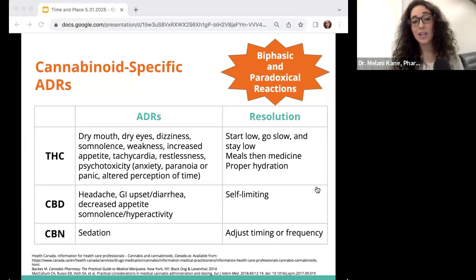I think the challenge is a lot of these patients have tried every other pharmaceutical and they're willing to try something that's still federally Schedule 1, still federally illegal. And I think there's a stigma still associated with it. But I don't like to use the word desperate.